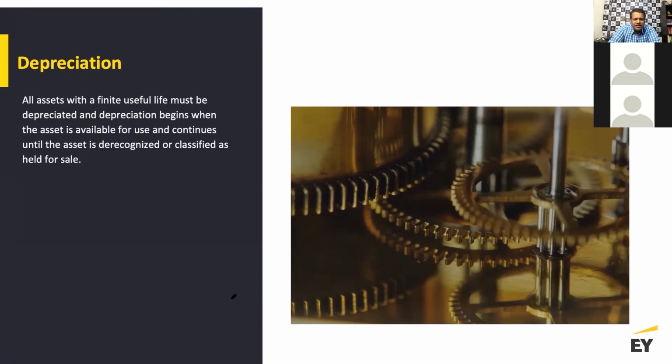It simply says a method which appropriately represents the usage of such asset is what is required to be used for the purpose of depreciation. So all assets with a finite useful life must be depreciated, and depreciation begins when the asset is available for use. Now this is also very, very important for you to understand. Depreciation begins when the asset is available for use and continues until the asset is derecognized or classified as held for sale. So the moment you classify an asset as held for sale, then you stop providing for depreciation on such asset class.